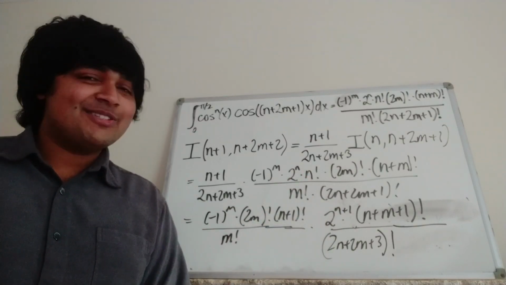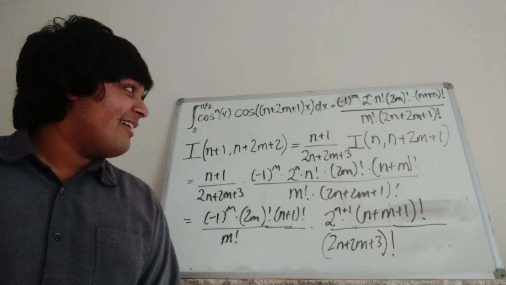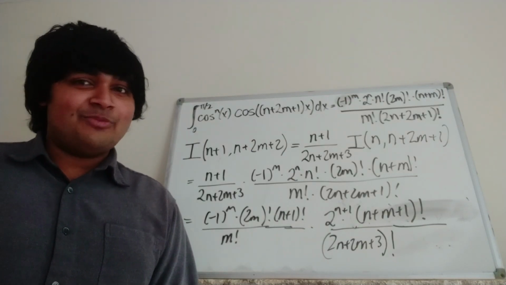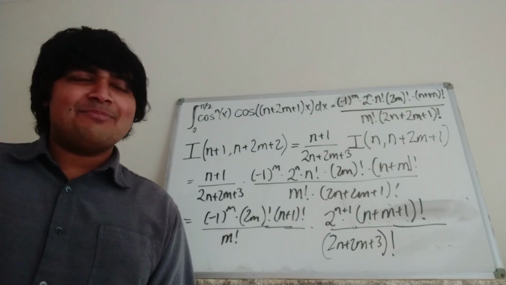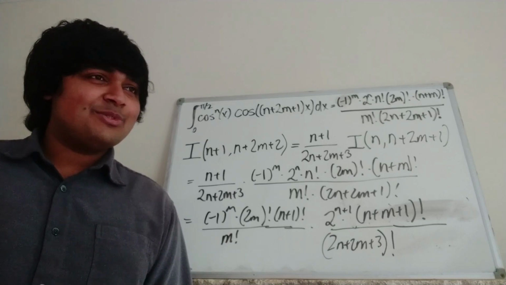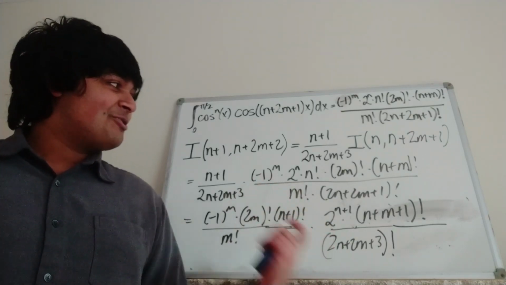I hope you have enjoyed this video. I thought this problem was quite fun. When you first look at the integral from 0 to pi over 2 of cosine to the a minus 1 x times cosine bx, it kind of seems like it's something you won't be able to evaluate, but in fact you can using this trick.